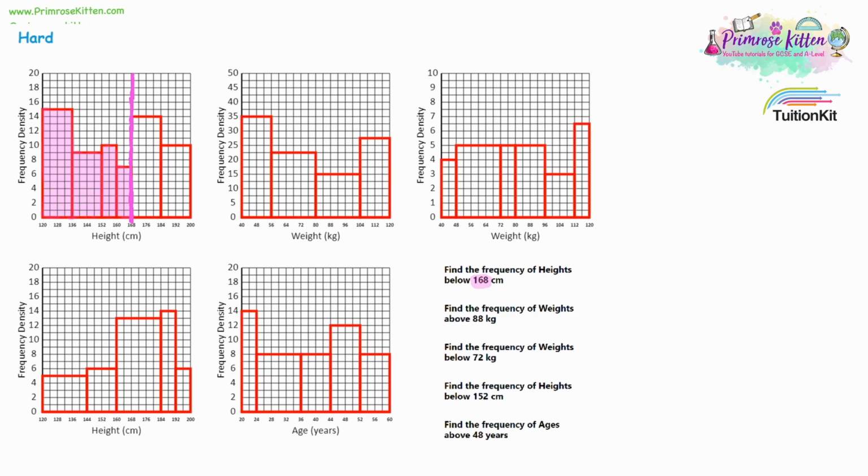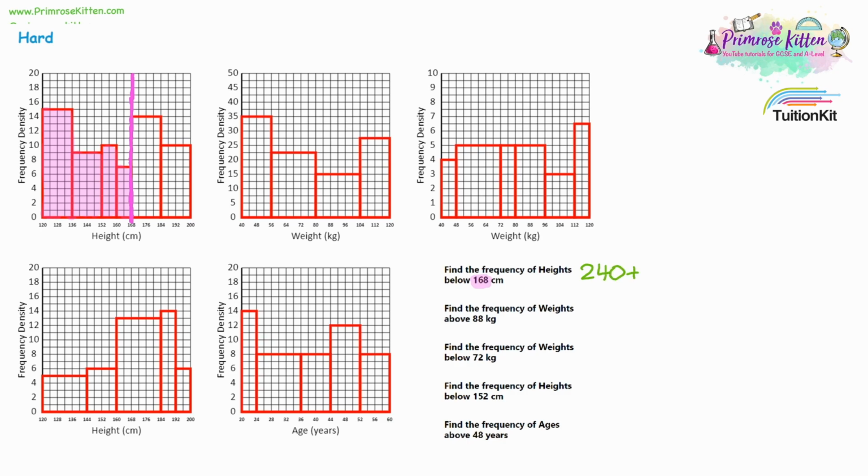Now, what the question is asking us for is, what is the frequency of everything below that line? Everything I've just coloured in pink. So what we need to do now is find the area of all 4 bars that I've shaded in, and the total of the 4 bars is the frequency of all the heights below 168 centimetres. So let's look at the 4. The first one, from 120 to 136 is a width of 16. It goes all the way up to 15. 16 times 15 is going to give us 240.